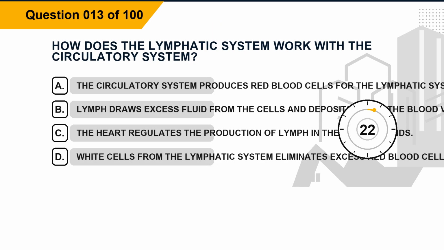Question 13. How does the lymphatic system work with the circulatory system? Option A. The circulatory system produces red blood cells for the lymphatic system. Option B. Lymph draws excess fluid from the cells and deposits it into the blood vessels. Option C. The heart regulates the production of lymph in the lymph glands. Option D. White cells from the lymphatic system eliminate excess red blood cells. The correct answer is option B.